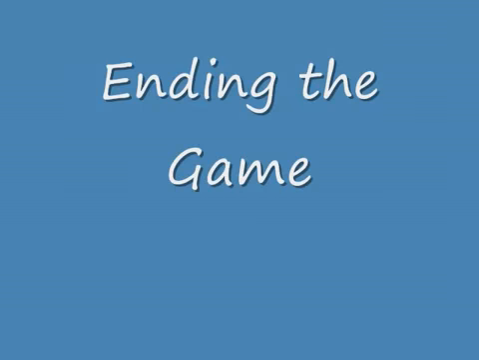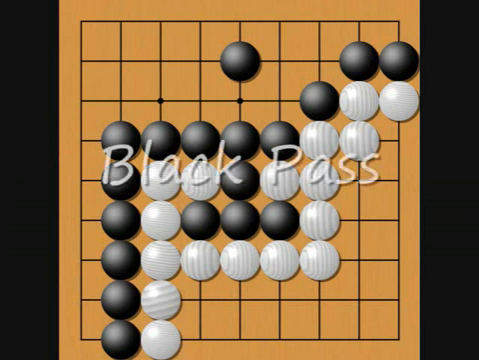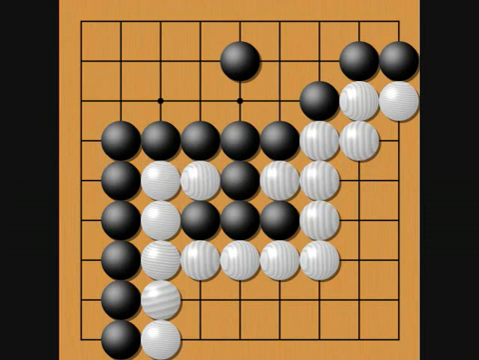Next, we'll describe how you actually finish the game. When a player can see nothing useful to do on the board, they can't surround any more territory or capture any more stones, and don't need to prevent the opponent from doing so, they can pass instead of playing a stone. If the opponent agrees, they can also pass, in which case the game is over and you count up points. If the opponent thinks there's still something to do, though, they can play a stone instead of passing, in which case play resumes as normal until somebody passes again.